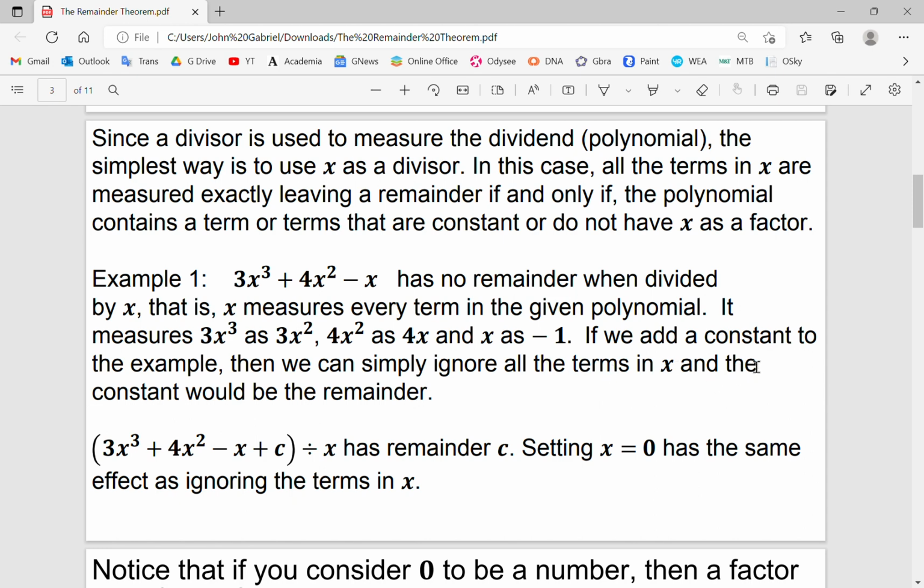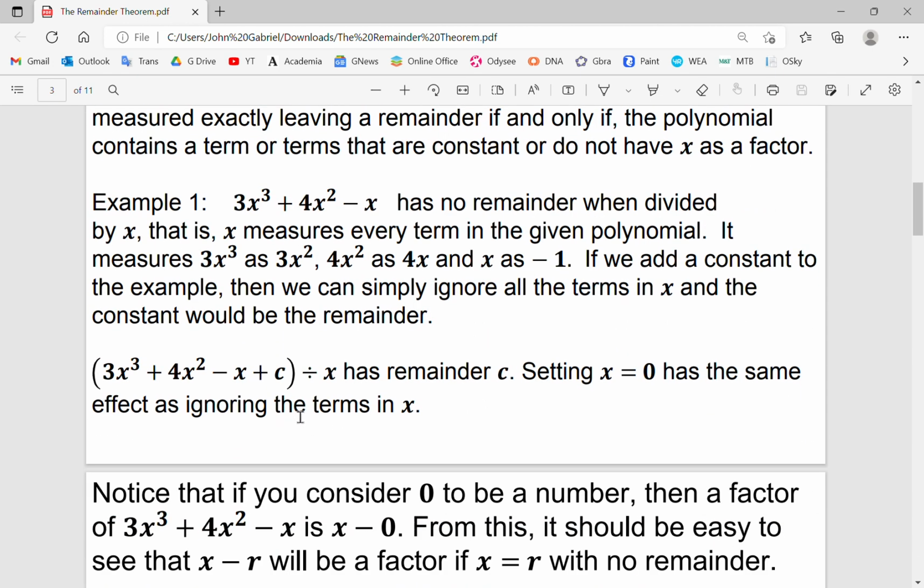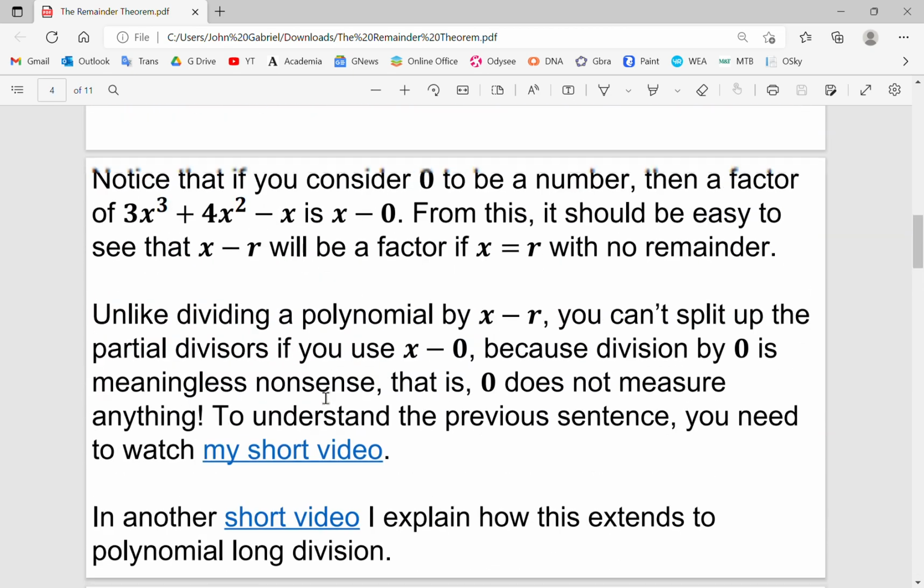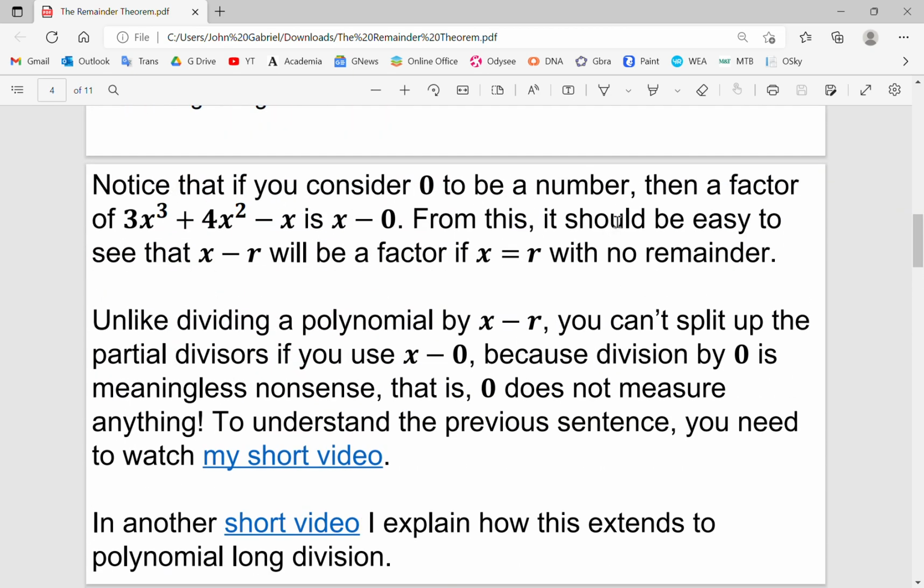So if we add a constant to the example, then we can simply ignore all the terms in x, and the constant would be the remainder, as you see over here. Setting x equal to 0 has the same effect as just ignoring the terms in x. Notice that if you consider 0 to be a number, then a factor of this polynomial is x minus 0. From this, it should be easy to see that x minus r will be a factor if x is equal to r with no remainder.